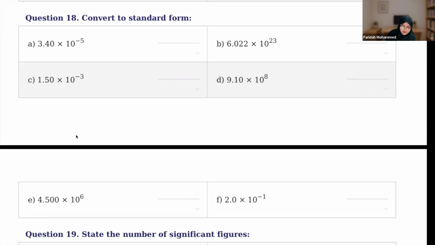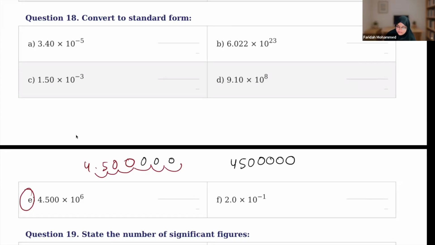You can also put a bar. Okay, so for E, right? 4.500. You want to make it 6. 1, 2, 3, 4, 5, 6. So that would be 1, 2, 3. So it's 4, 5, 0, 0, 0, 0, 0, right? But how many sig figs do you have? 4.